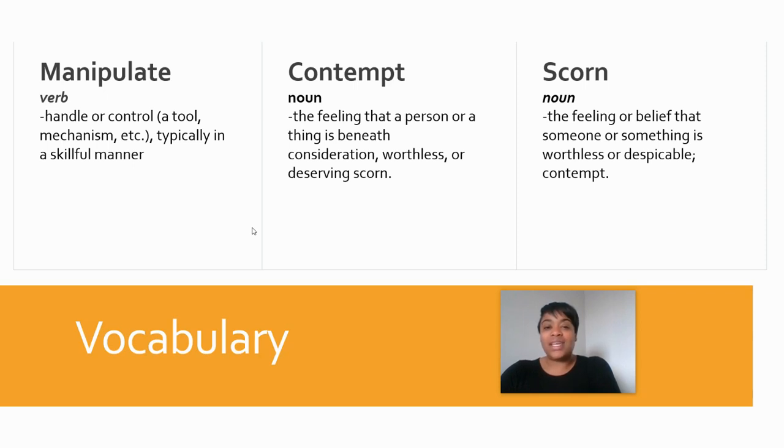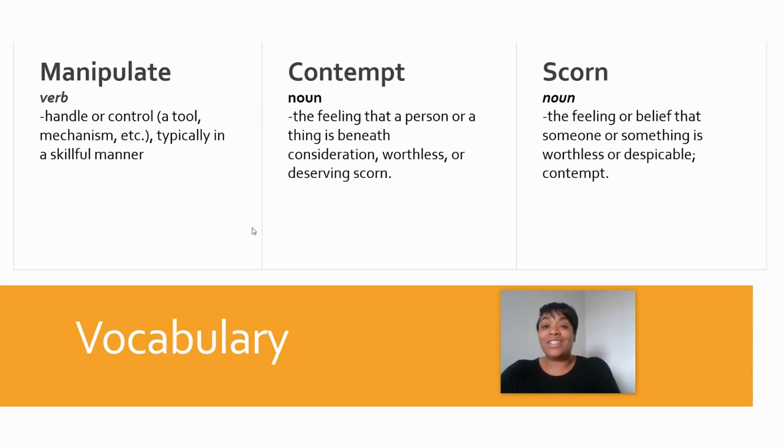Our next word is contempt. Contempt is a noun. It is the feeling that a person or a thing is beneath consideration. It is worthless or deserving scorn. The word is contempt.